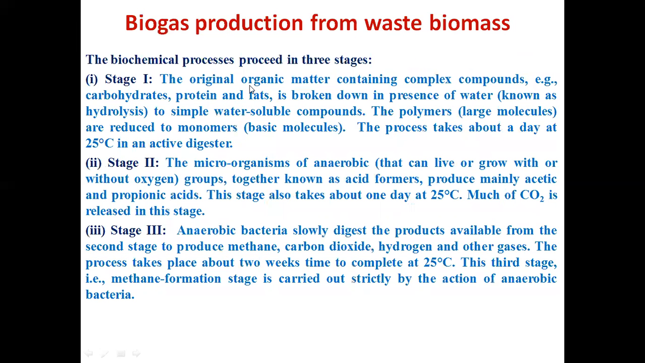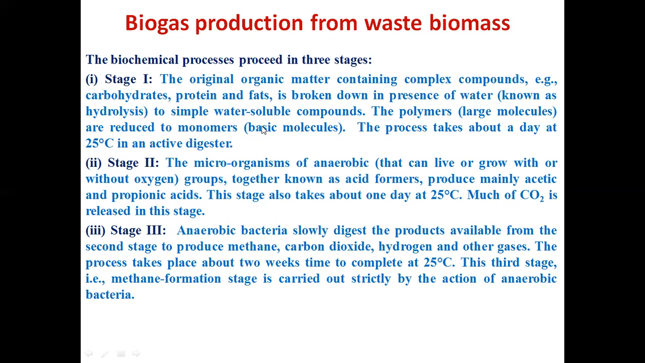Okay. Now, there are three stages in the production of biogas from biomass using anaerobic digestion. So, stage one: the original organic matter containing complex compounds such as carbohydrates, proteins, and fats is broken down in presence of warm water, known as hydrolysis. It converts the biomass in presence of water to simple water soluble compounds. The polymers, that means large molecules, are reduced to monomers or basic molecules. The process takes about a day at 25 degrees centigrade in an active digester.